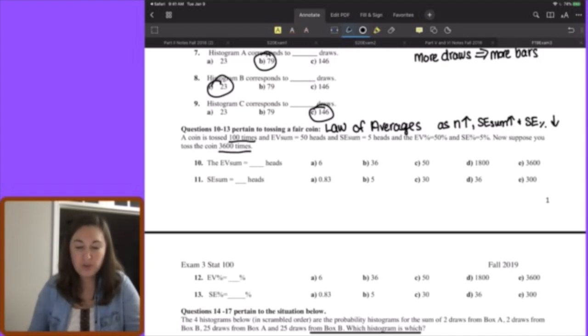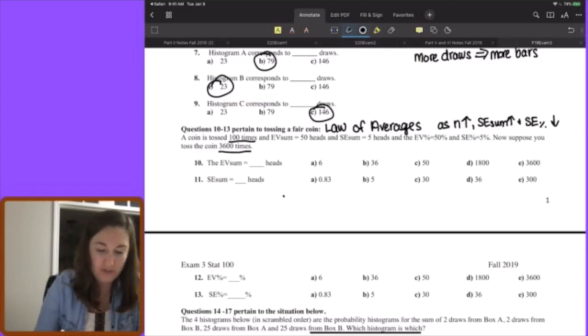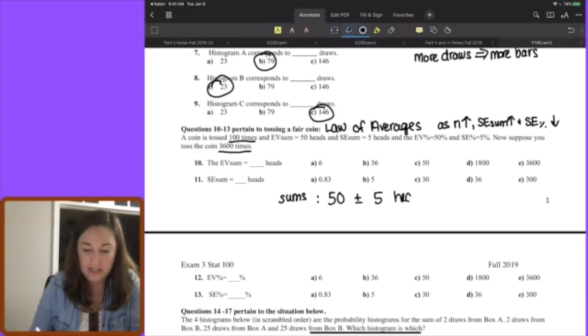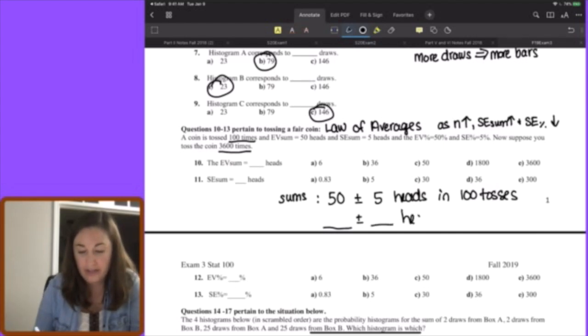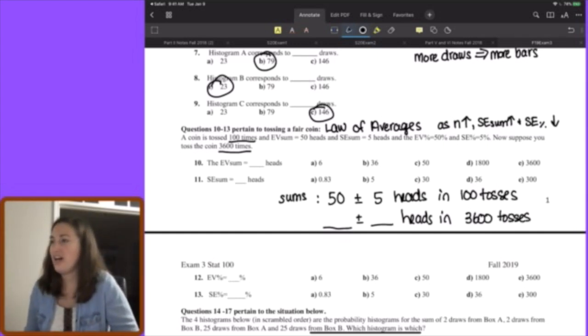So what I would do, I always like writing these out. So I would say, okay, my first scenario, I'm going to deal with the sums first, just because that's what 10 and 11 are for. So for the sums, it says my expected value for the sum is 50 heads, and my standard error is 5. So I can write this as 50 plus or minus 5 heads in 100 tosses is about as likely as blank. They don't give me the expected value or standard error heads in 3,600 tosses. So I'm just rewriting what they gave us.